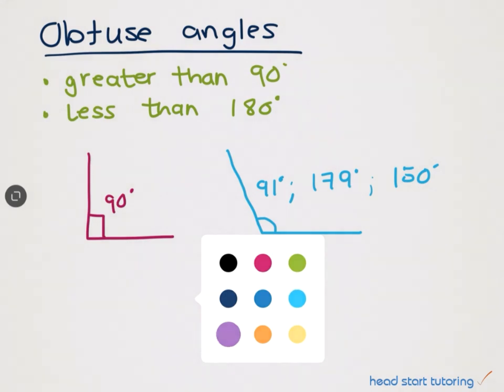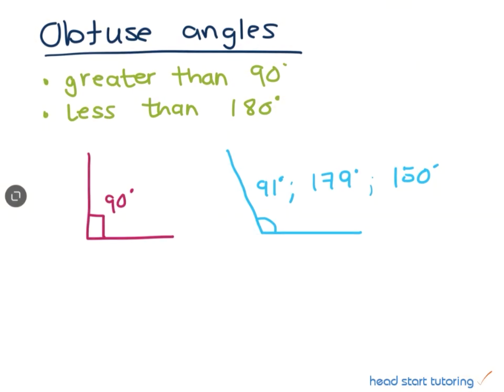So again, let's have a look at if we were asked what type of angle is 90 degrees. 90 degrees is a right angle. So 90 degrees on the dot will not be an acute angle, and it will not be an obtuse angle. It is on the dot 90, a right angle.